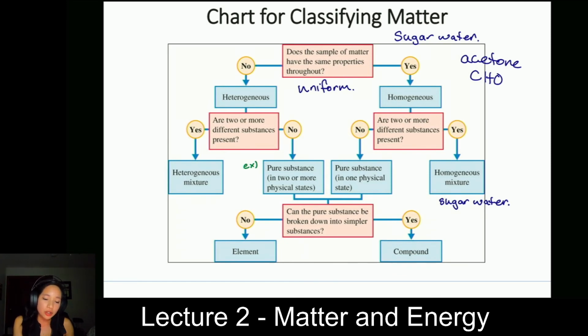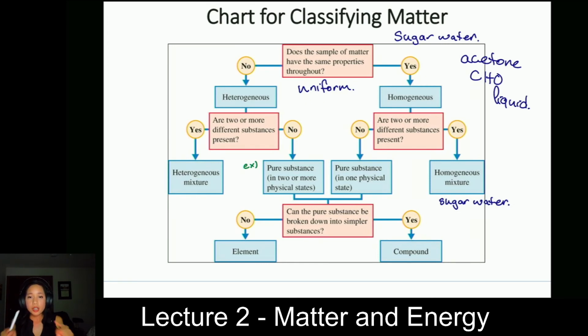But now you need to ask yourself, so we've gone through this part of our diagram. Are there two or more different substances present? If I told you that acetone contains carbons, hydrogens, and oxygens all chemically combined, no, there aren't any other substances. Pure acetone only contains acetone. So we're going to say no, this is a pure substance. Acetone is a pure substance in one physical state, which is a liquid. When you buy acetone, it's a liquid. All right? So we have a pure substance.